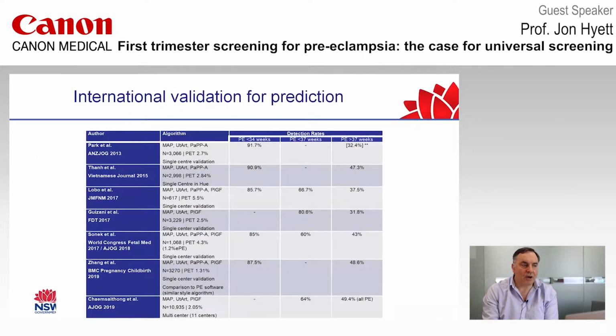Now, there's now a whole range of data sets that have demonstrated the value of this algorithm in different populations. So on this slide, there's a data set from Vietnam, there's a couple of data sets related to the US and to Brazil. So really, we've now got good data in a whole range of different ethnic groups, demonstrating that this algorithm really seems very robust internationally.